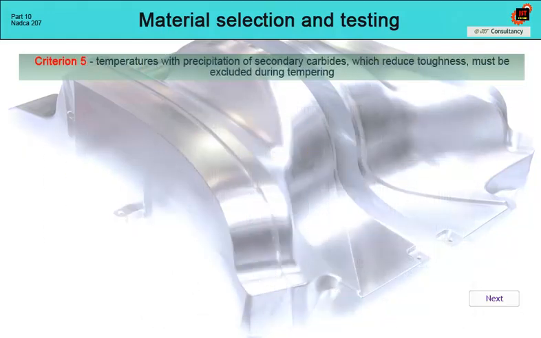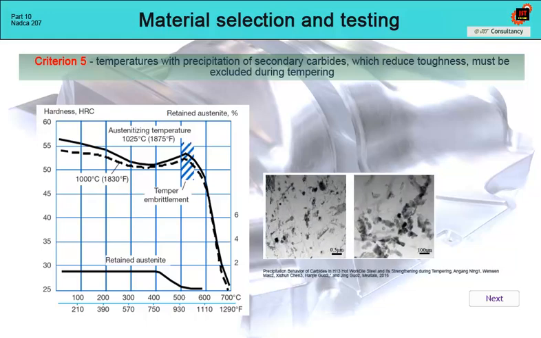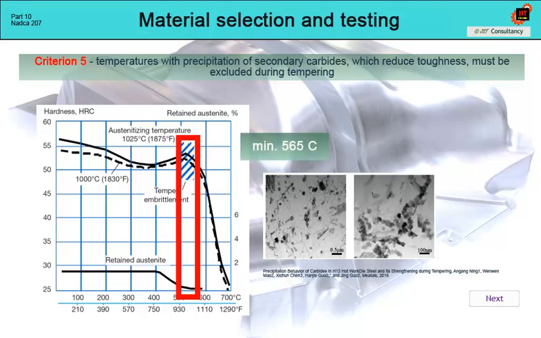The last criterion is the exclusion of the area of formation of secondary carbides during tempering. These are also particles, worsening the toughness of the material and reducing resistance to thermal fatigue. Since these carbides precipitate in the range of tempering temperatures from 500 to 550 Celsius, this area must be excluded from processing. The minimum tempering temperature for steels such as H11 or H13 is 565 Celsius, but there are also steels where this temperature must be even higher. For example, for QRO90 steel from Uddeholm, it is at least 600 Celsius.